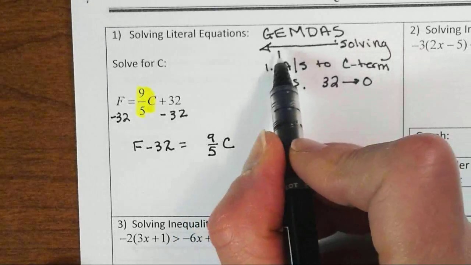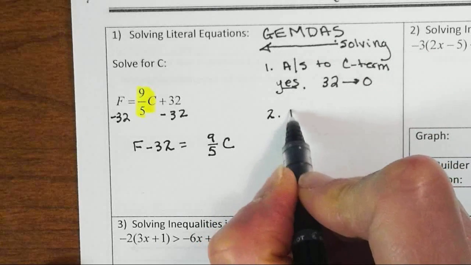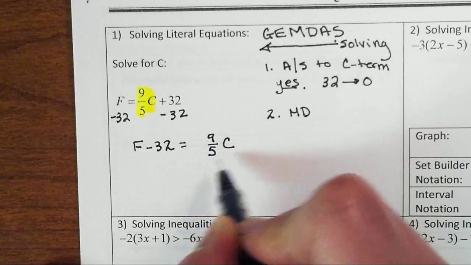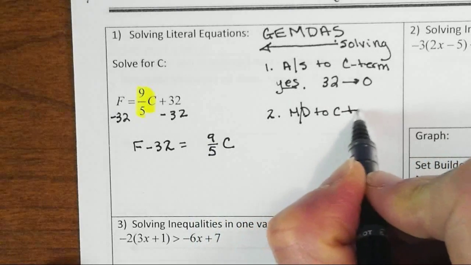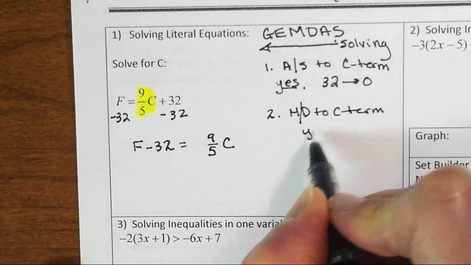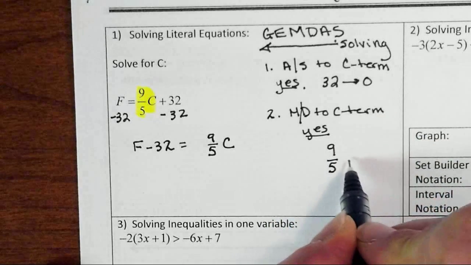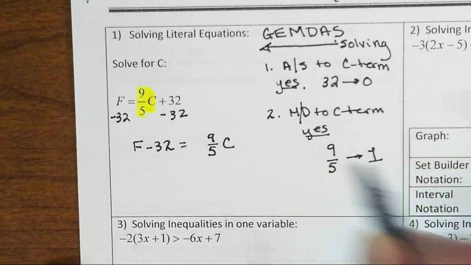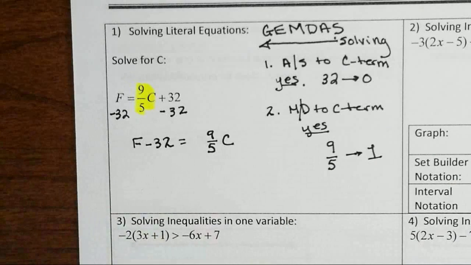So I'm going to go back to my order of operations, and the second thing I'm going to ask myself is anything being multiplied or divided to my C term. And the answer is yes. That means I want to turn 9/5 into a 1, because anything being multiplied or divided, if I turn it into 1, it keeps its identity, what it's being multiplied to.